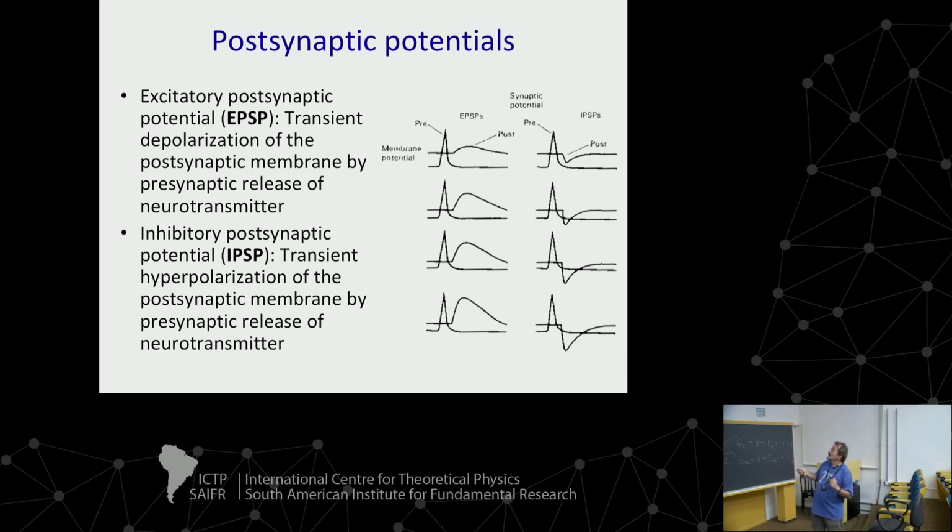Or they could inhibit the postsynaptic cell. They could hyperpolarize the cell. And in that case, you have an inhibitory postsynaptic potential, IPSP. So EPSP for excitation, IPSP for inhibition.